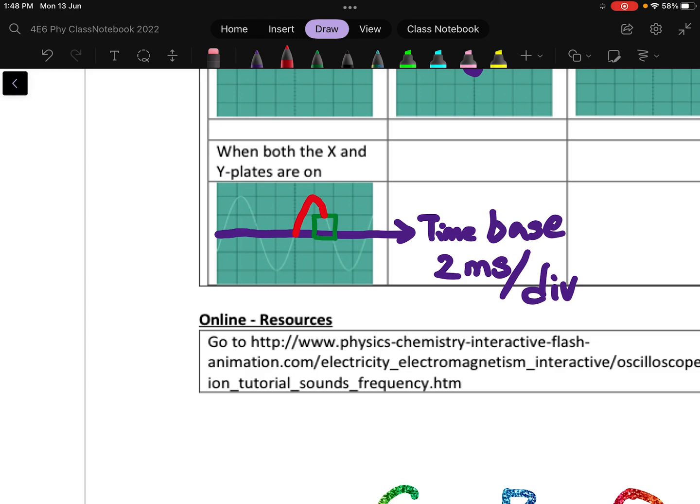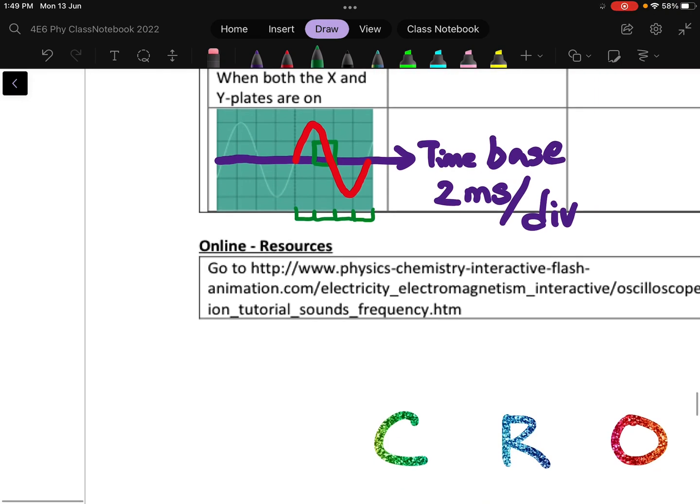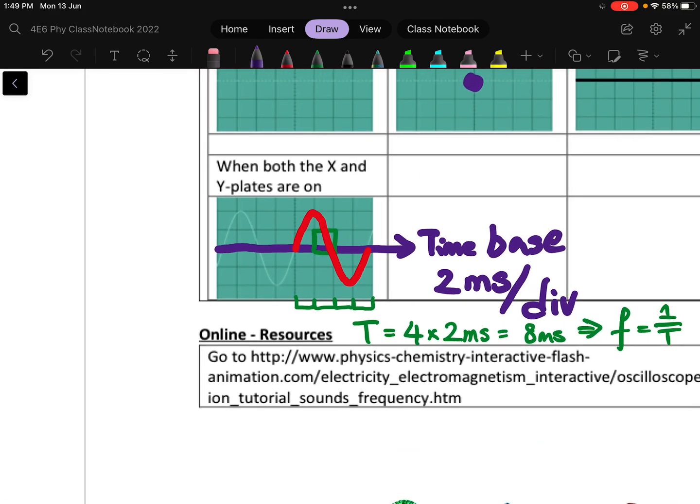So if you look at this particular sample, you can see that it completes one oscillation in 1 box, 2 box, 3 box, 4 box. So we know that the period of this particular AC power source is 4 times 2 milliseconds. That means I have 8 milliseconds. Then I can work out my frequency using 1 over T, right? So that's one.